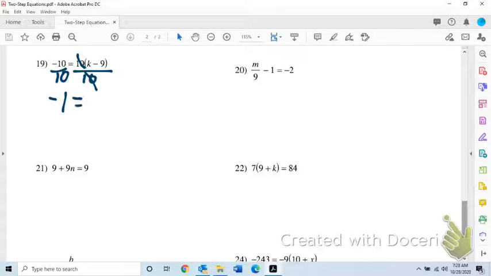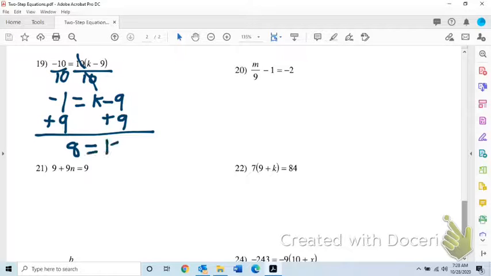So that gives us negative 1 equals k minus 9. We're going to add 9 to both sides. We get 8 equals k.